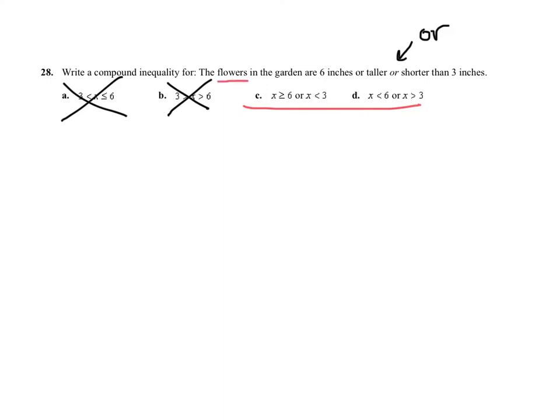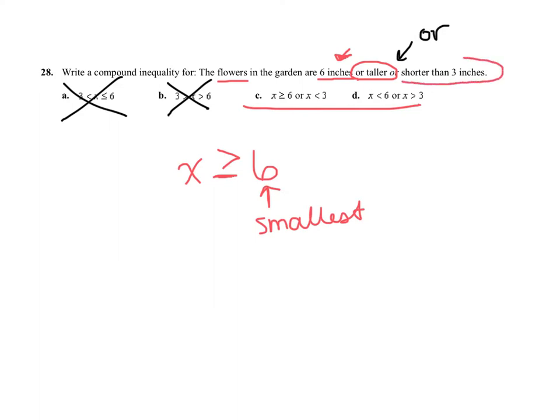So the flowers are 6 inches or taller. So they're allowed to be 6 inches. So I would say x is equal to 6 or taller, which means this is the smallest it's going to be. So if that's the smallest the flowers are going to be, then it's going to be greater than. So x is greater than or equal to 6, or they're going to be shorter than 3 inches. And it specifically says shorter than, which means it can't be equal to 3. So, or x is less than 3, not less than or equal to. So our solution should be letter C.